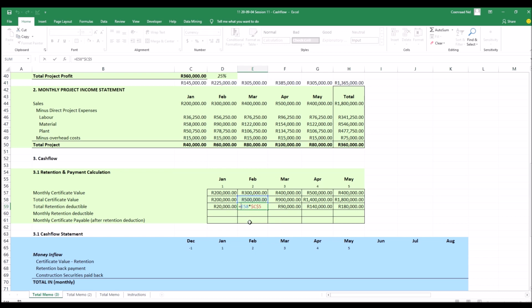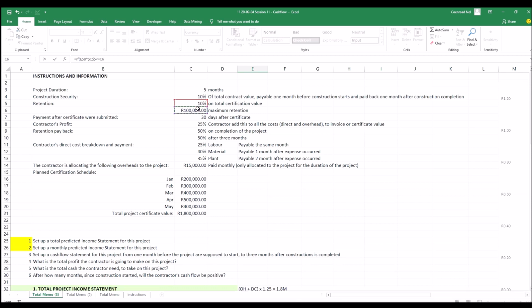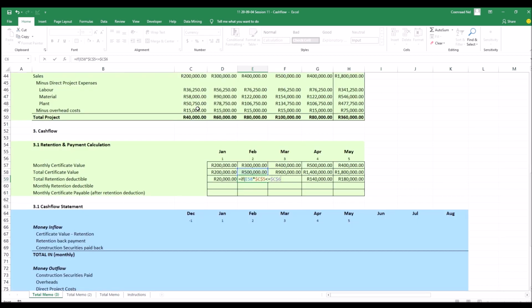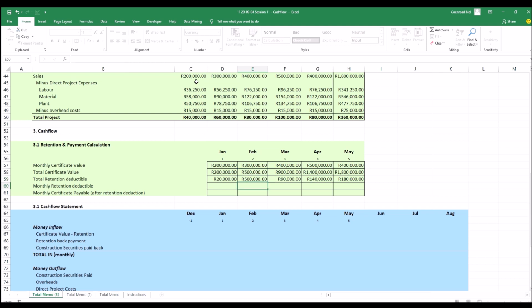We say if this value over here is smaller or equal to the total retention value, in this case it's 100,000 Rand, then we must use this value. Otherwise, we must use the 100,000 Rand that we have over there. Let's see if I haven't made a mistake on this. No, I did something wrong.